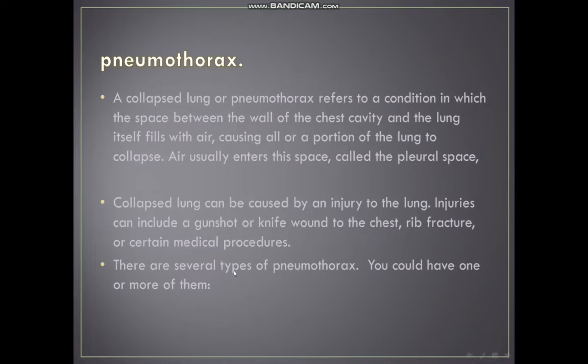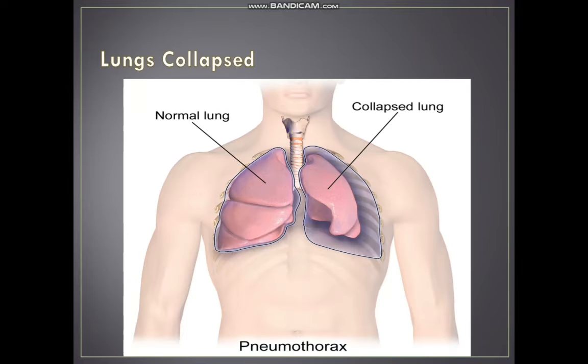There are several types of pneumothorax. In this picture we can see the normal lung here and the collapsed lung here. If it gets stabbed or shot and the chest wall is penetrated, the air will enter the pleural space. This pleural space is filled with fluid. This fluid is produced by the visceral pleura and parietal pleura, these two layers covering the lungs.